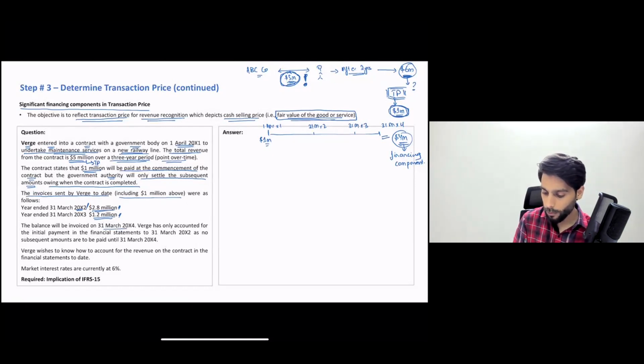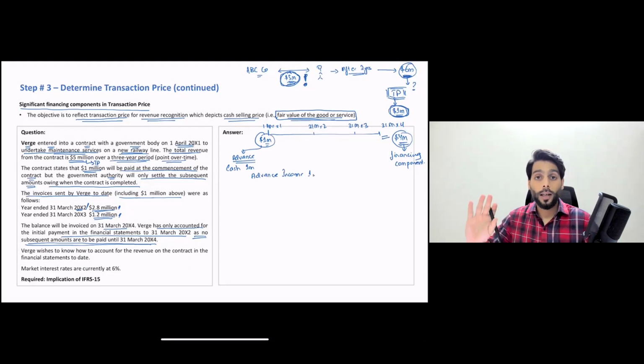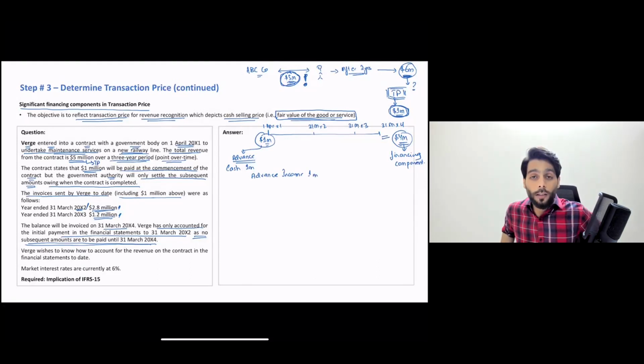Verge has only accounted for the initial payment in the financial statements to 31st March X2, and no subsequent amounts are to be paid until 31st March X4. Now, firstly, what about the $1 million advance? This advance will be treated as a liability. You will debit cash or bank $1 million, and advance income, a refund liability, will be credited by $1 million. All right. So this is one part of it. Now, examiner says the entity has not accounted for any of the subsequent bills it has submitted.